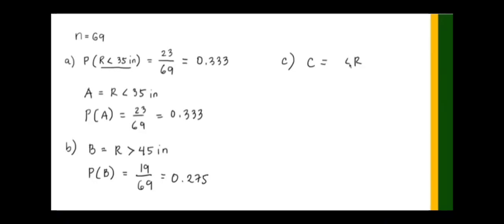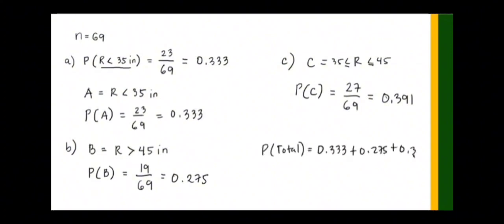We denote the event C for rainfall between 35 and 45. Now the probability of C, if we count the 69 observations and subtract 23 and 19, we come up with 27. We come up with a solution of 27 over 69. Since these three events are complements of each other, the sum of these three should be equal to or near 1. Even if it is not exactly 1, as long as it is close to 1, that is fine. And that is the total probability when we add all of these.